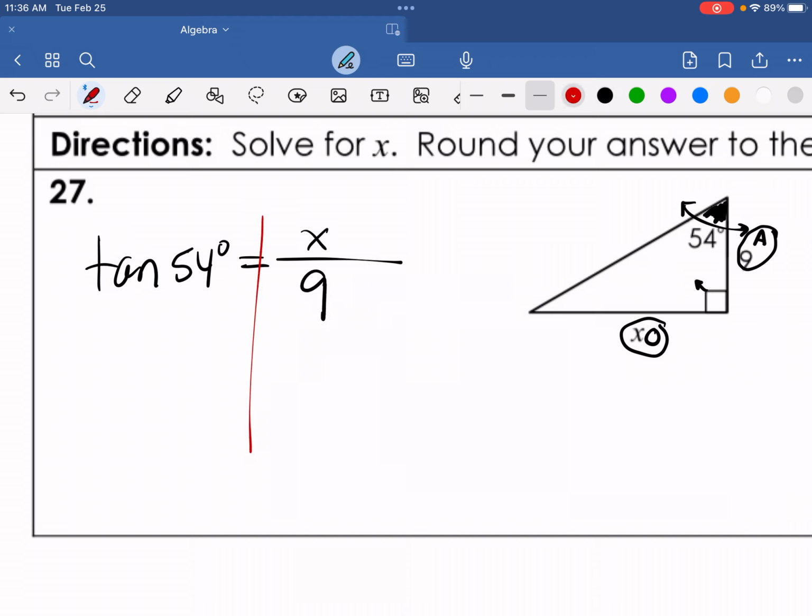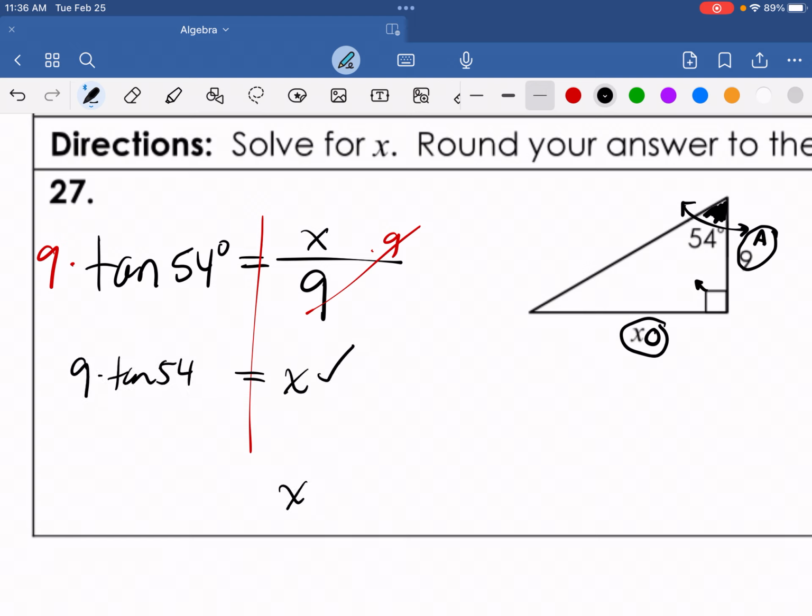And now you solve for x. How do I get x by itself? It says x divided by 9, so the opposite is to multiply by 9. And then I multiply by 9, so I keep it the same. Okay, what's left on the right? Just x, so you're done. And on the left, 9 times tan 54.